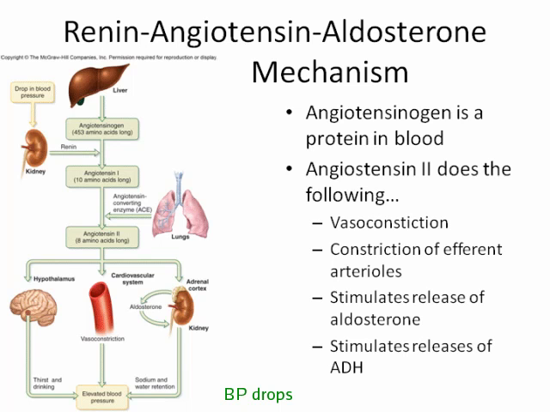Yeah, blood pressure drops. Renin is released from the juxtaglomerular cells within the kidneys. It's going to cleave or change angiotensinogen, which is being released from the liver. It's a protein, and it will then go through and cleave the angiotensinogen into angiotensin 1, which will be further cleaved into angiotensin 2.